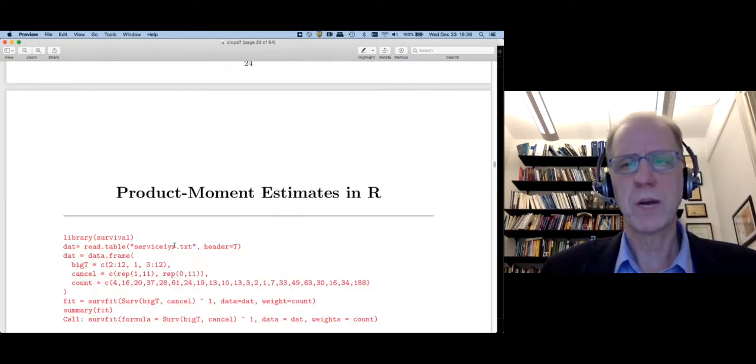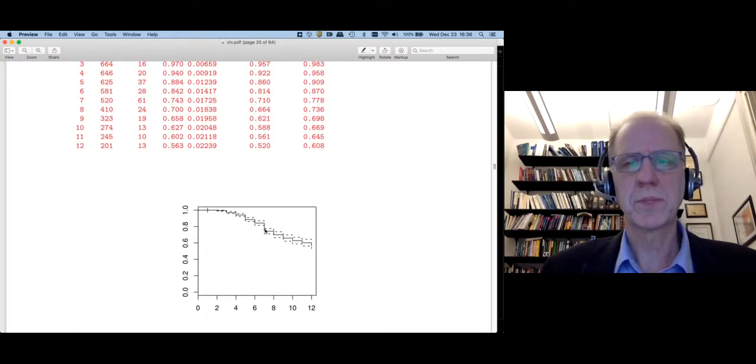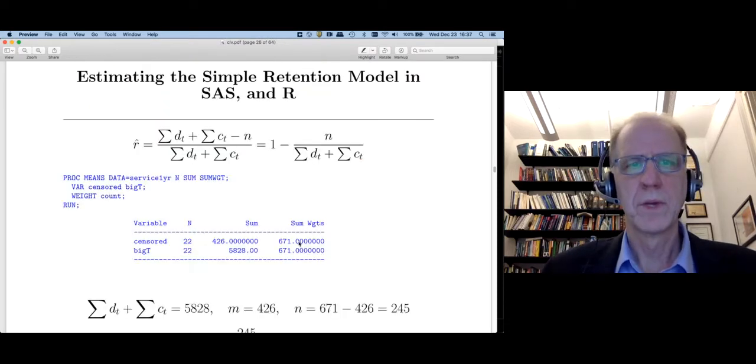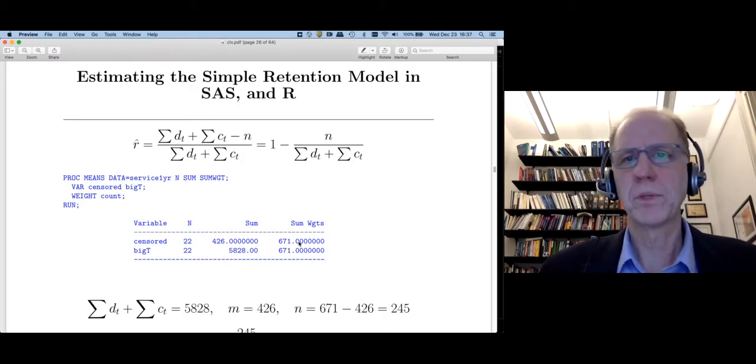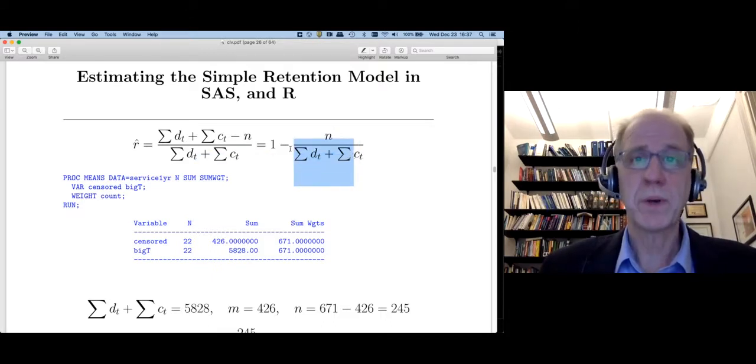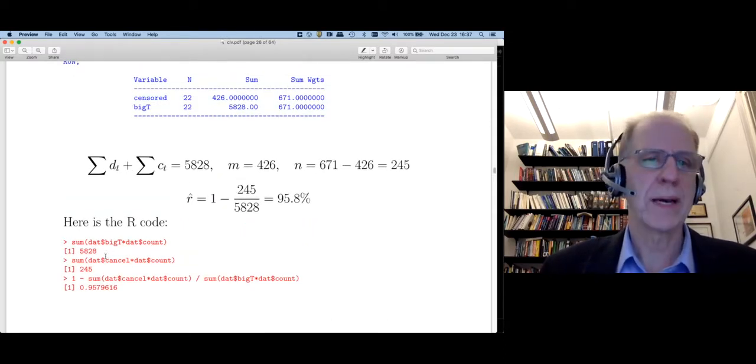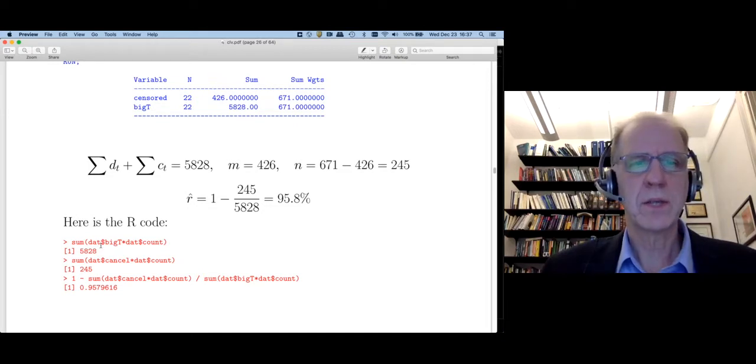So we saw a substantial drop. Here we see a step function with a pretty substantial drop at month 7 and smaller drops for the other months. Now we could compare this with what we get with the simple retention model. So this was the formula that we had. Take the number of cancels, divide by the number of flips, subtract that from 1, and you have the retention rate. So here's my R code to do that. If I take the sum of my t values times the counts, we end up with the number of flips. Here's the number of cancels. 1 minus that gives us the retention rate.